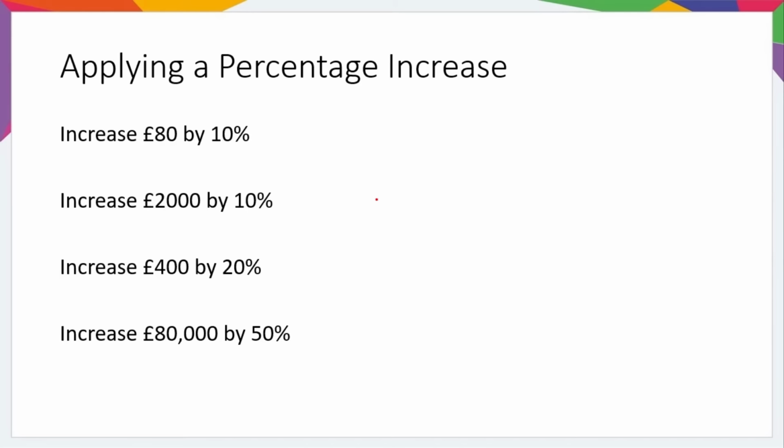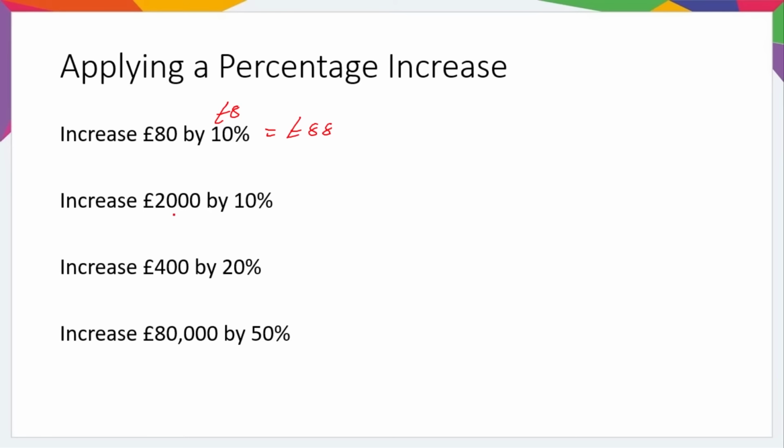Continuing with percentages, another really important skill that you need to be able to do is apply percentage increases and percentage decreases. Now, like most things, there's two ways to do it. You can either do them mentally when the numbers are nice, or you can use a calculator. Now, on this slide, the numbers are quite nice. If you were to increase £80 by 10%, all you need to do is work out 10% of 80 and add it to 80. 10% of 80 is 8. So add 8 to 80, 88.